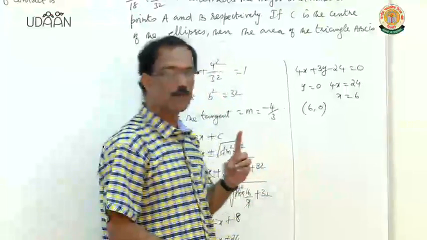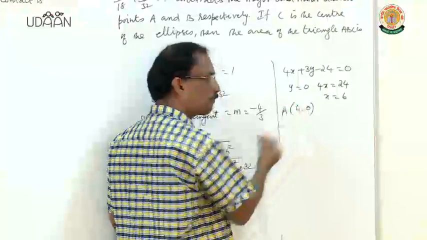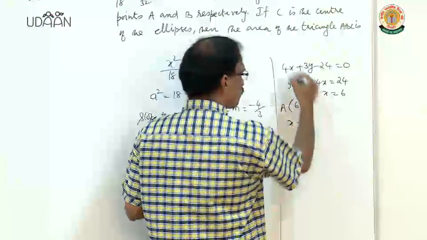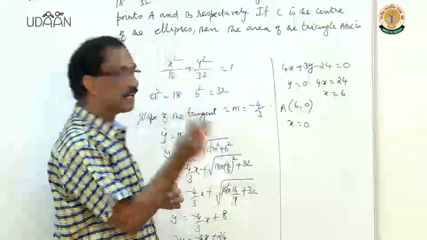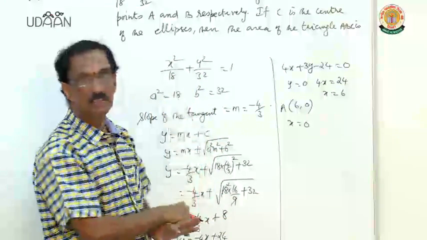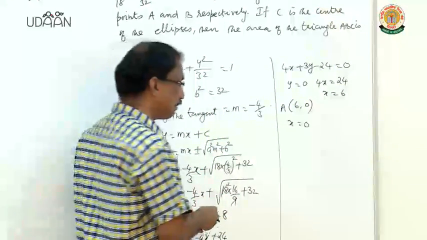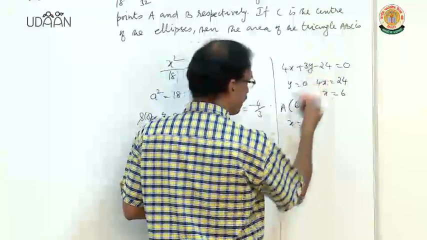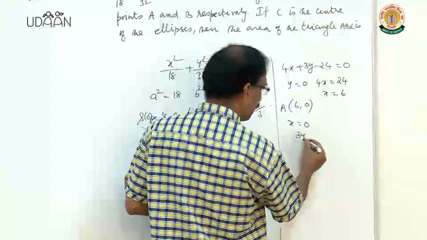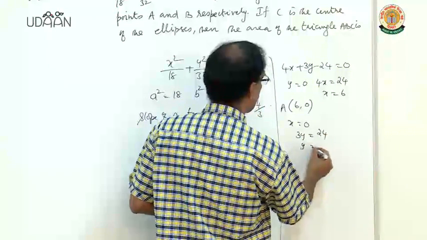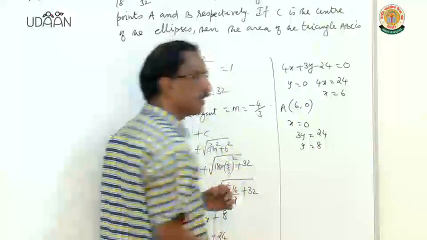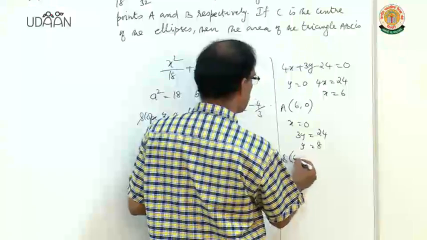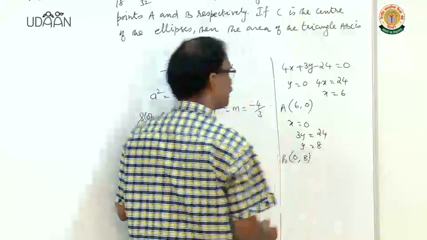This is one point. Let us take this as A. Then, for the other point, put x equal to 0 to get the value of y. That is the point where it meets the other axis. So, if we put x equal to 0, you get 3y equal to 24 or y equal to 8. So, y equal to 8 means you will get the coordinate 0, 8.